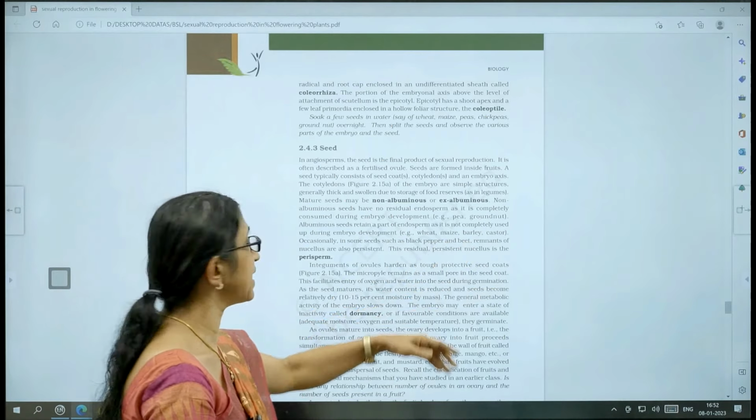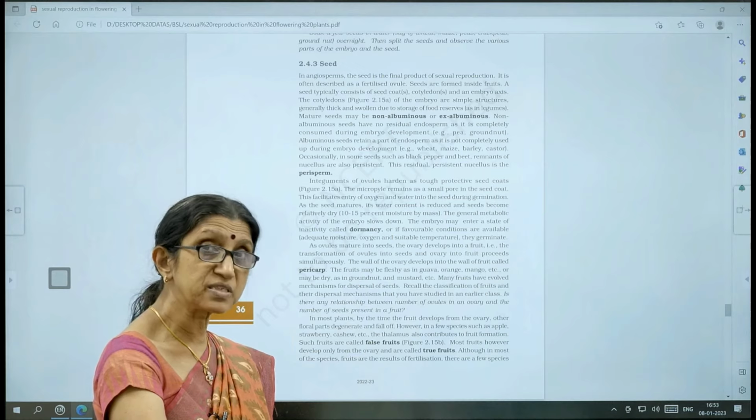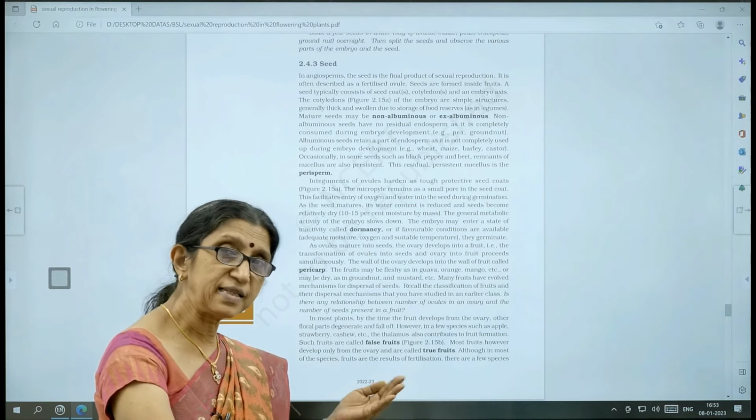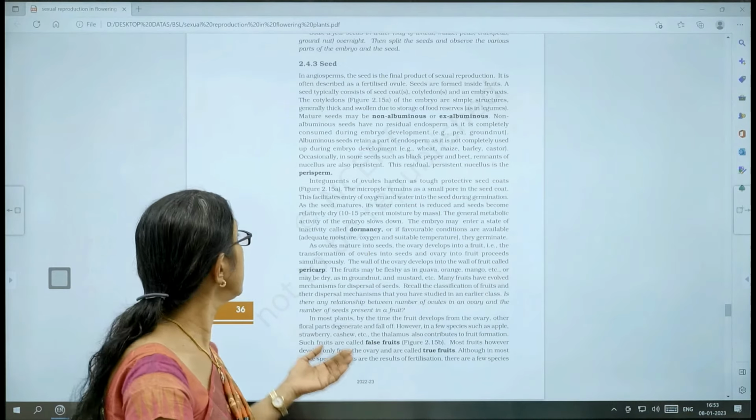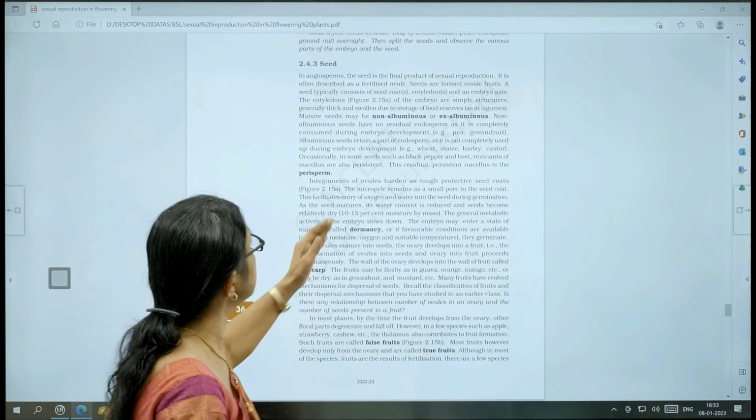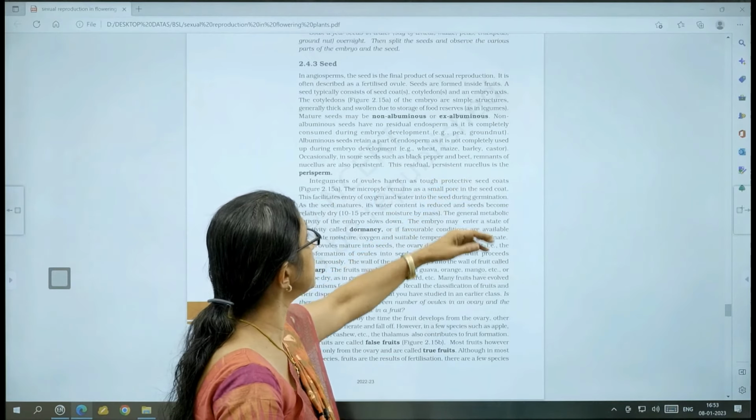What is perisperm? Sometimes in certain plants we can see a little amount of nucellus getting persistent, and that persistent nucellus is called a perisperm. It is seen in black pepper, beet, etc.